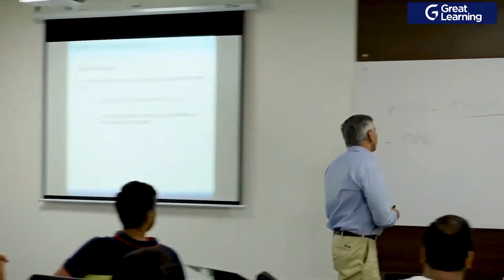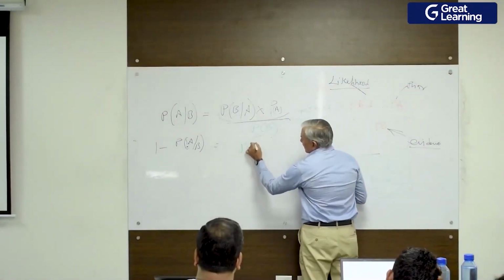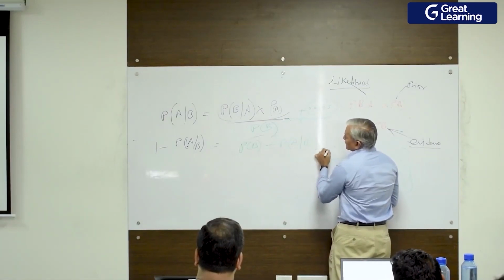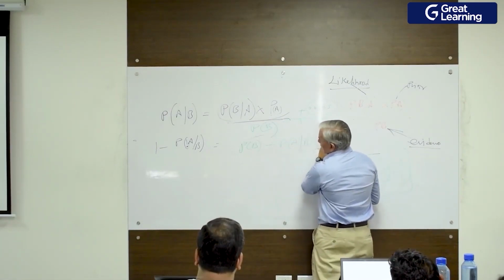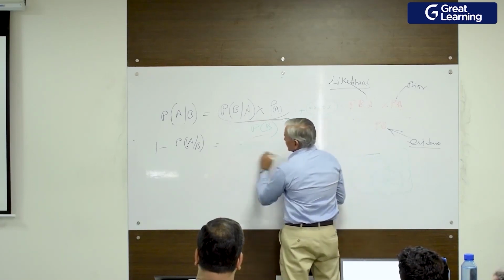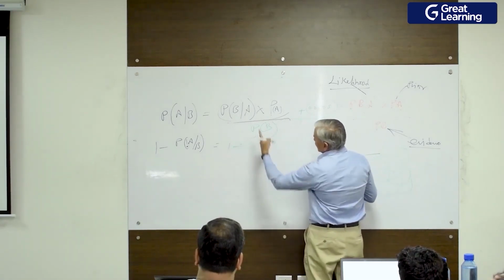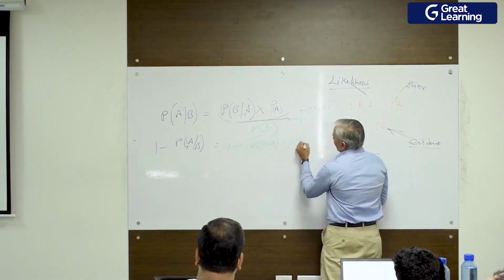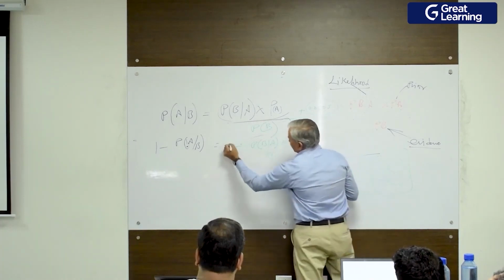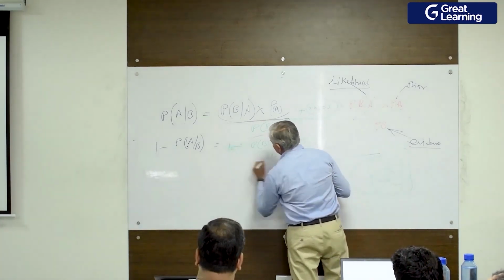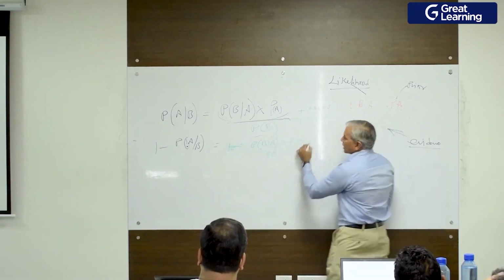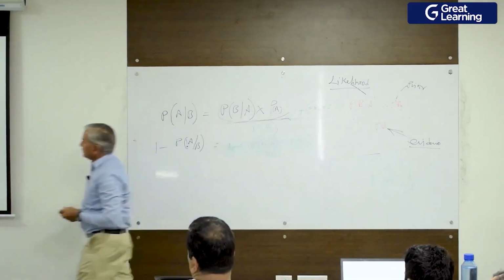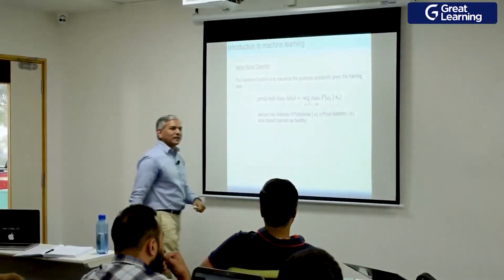So let me rewrite the numerator here. This will be 1 minus PA given B, this is given A into PA by PB. So this whole thing will become PB. Now argmax compares this with this, and whichever is greater than 0.5, that class will be assigned to the test label.